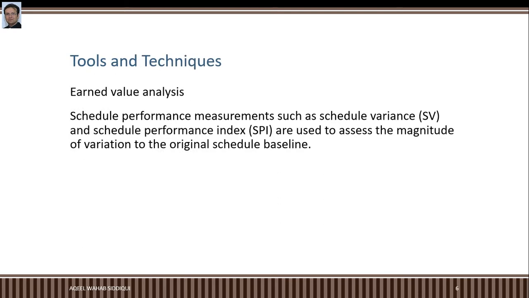The first tool and technique is called earned value analysis. Schedule performance measurements such as schedule variance and schedule performance index are used to assess the magnitude of variation to the original schedule baseline. I will upload my videos in detail on earned value management, where I will explain what is planned value, what is earned value and what is actual cost, and based on these three parameters how we calculate cost, how we calculate schedule and how we can forecast our project as well.